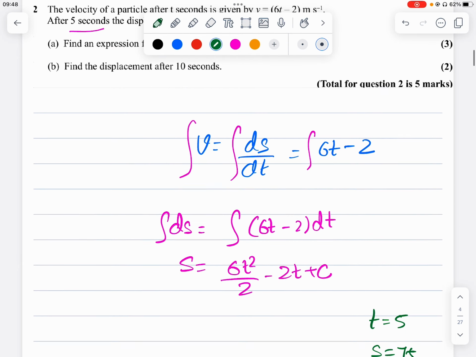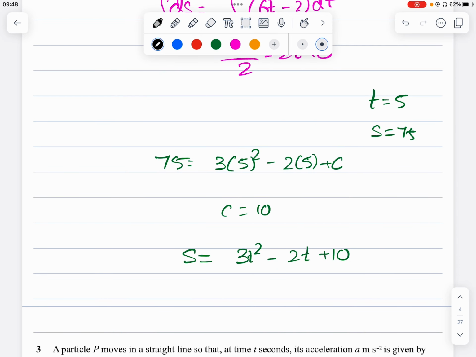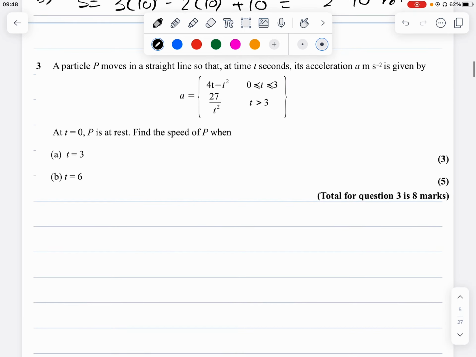Find the displacement after 10 seconds. So just plug in 10. So 3(10²) - 2(10) + 10. Simplify that, you should be able to get 290 meters.